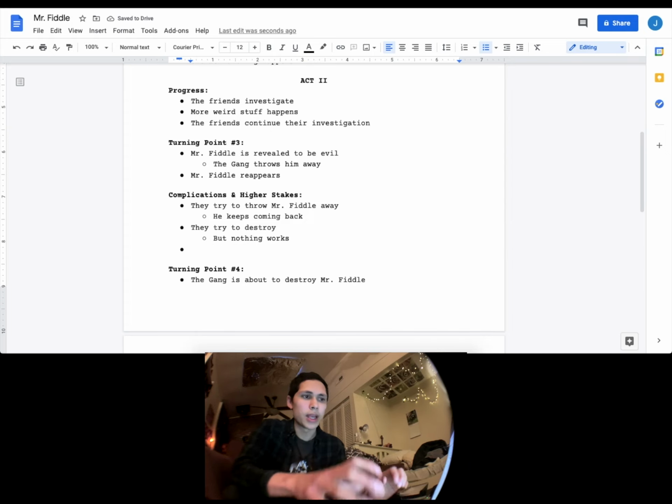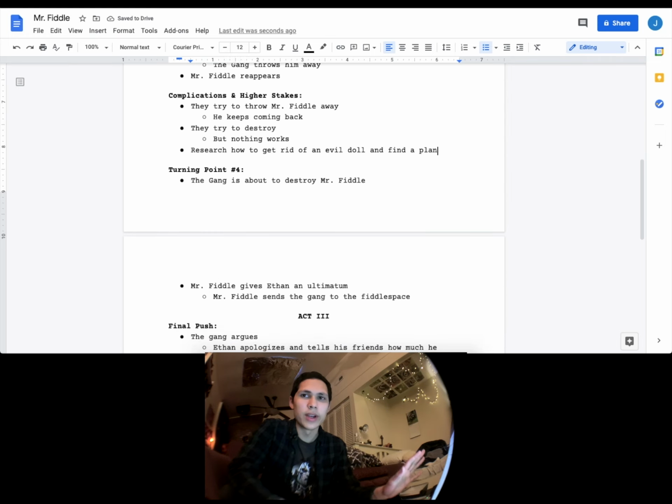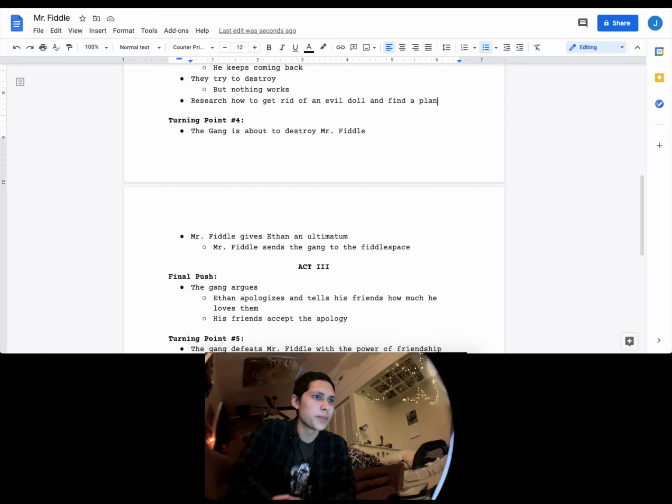Then the third thing that happens is, okay, this is the plan. They research how to get rid of an evil doll and find a plan. Again, super vague right now. We can fill in all those details later, but that's the gist right now.